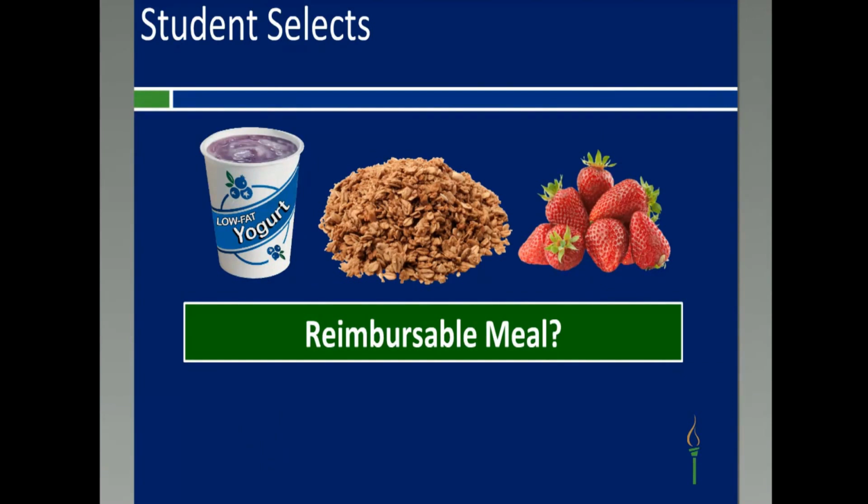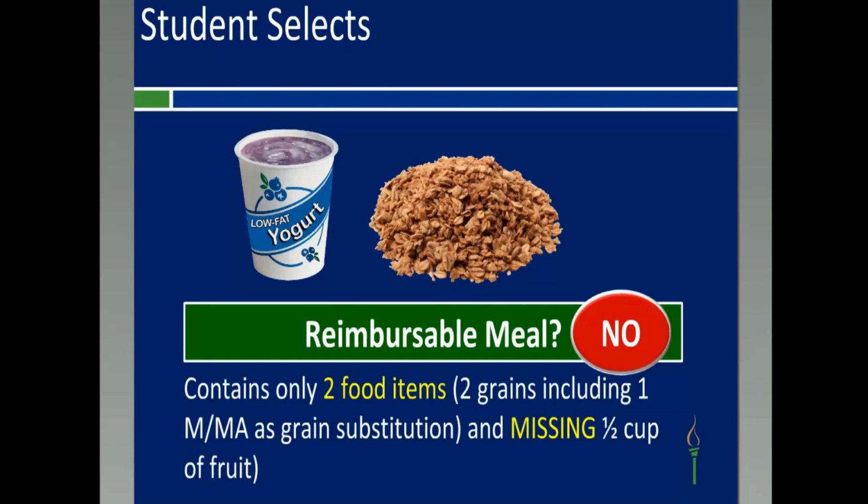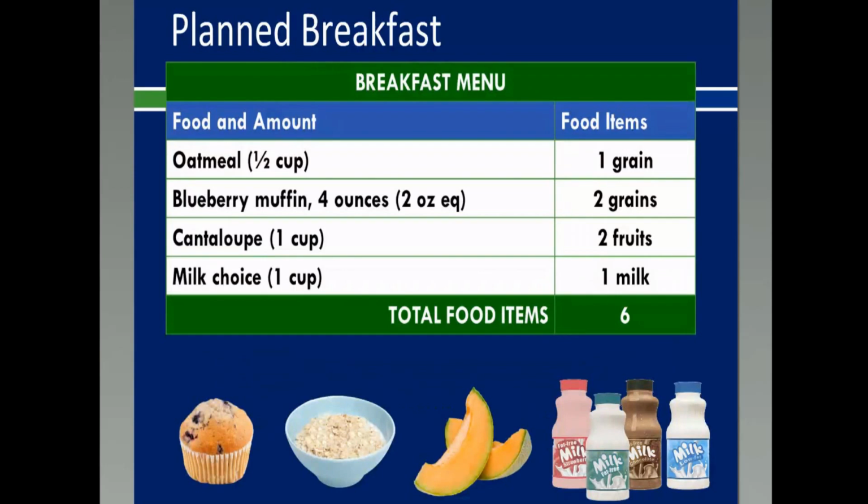Here we have the student selecting the yogurt, the granola, and the strawberries. We can count this as a reimbursable meal since it contains the 3 food items. This would not be reimbursable since they are missing the half cup of fruit.